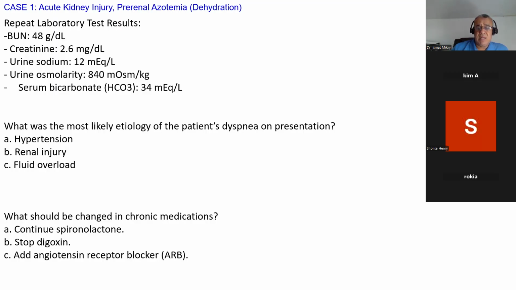What was the most likely etiology of the patient's dyspnea on presentation? Is it likely C? The etiology is going to be hypovolemia. Because the BUN to creatinine ratio later became clearly over 20 to 1, with low urine sodium level and high urine osmolarity, it becomes clear that this is a pre-renal azotemia from the over-diuresis. The patient has over-diuresis, so this is a pre-renal azotemia.